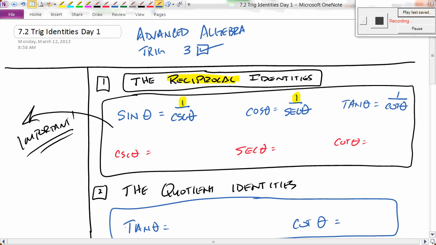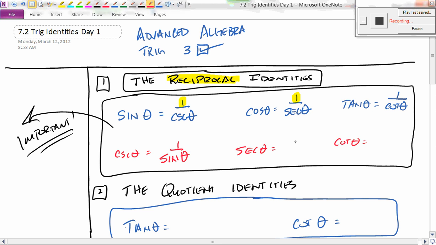So we can now interchange sine of theta for 1 over cosecant, cosine of theta for 1 over secant, tangent for 1 over cotangent, anytime that we need to when we're trying to understand trig identities, which we will be doing later this week. So let me ask you this. If sine theta is 1 over cosecant theta, what does the cosecant theta have to be? Pretty straightforward, right? This has to be 1 over the sine theta.